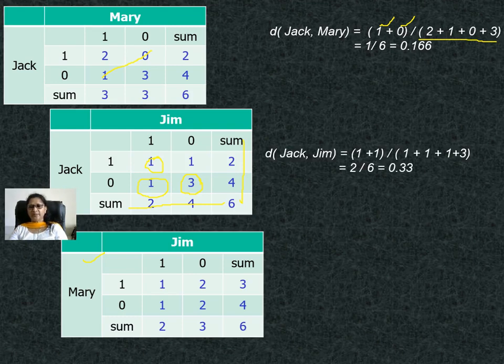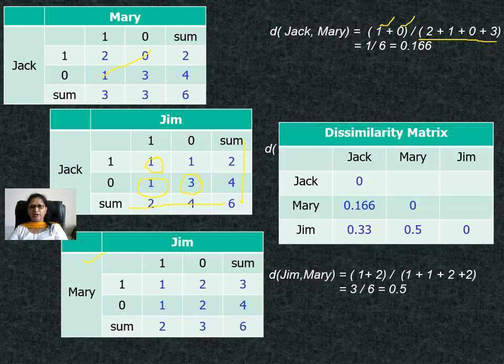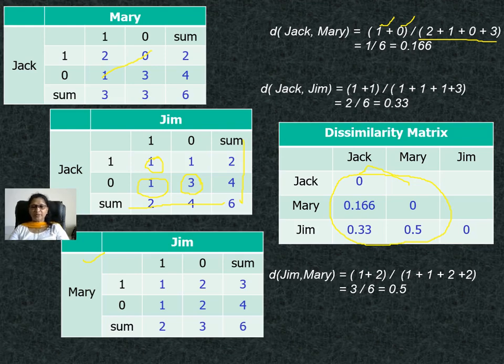And for Jack and Jean, we shall take a summation of 1 plus 1 divided by sum of all. And for Jean and Mary, it is 1 plus 2 divided by sum of all, which comes out to be 0.5. And when we fill up all the values in our dissimilarity matrix, the dissimilarity matrix for the given table comes out to be this. We have 3 objects, Jack, Mary and Jean, and this is a dissimilarity between each pair of objects. Every object is not dissimilar with itself. So dissimilarity is 0, listed as 0 here, and these are the values which we computed.